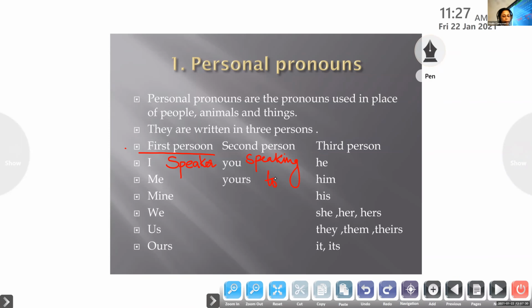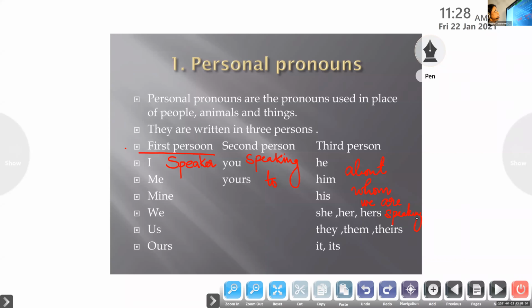Third person, about whom we are speaking. Clear? So we are learning about the personal pronouns. A personal pronoun, similar to pronouns, stands for persons, animals, and things. It can be written in three forms. What are they? First person, second person, third person.